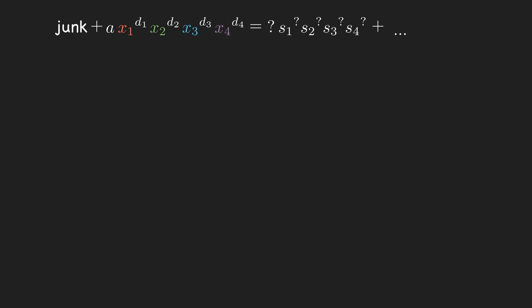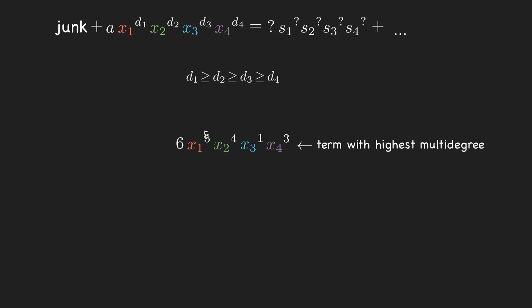Before digging into this problem, notice that the exponents must be in decreasing order. d1 is at least d2, which is at least d3, which is at least d4. To prove it, suppose the term with the highest multi-degree was something like this, violating the decreasing order because this 3 is larger than this 1. Since the polynomial is symmetric, there must be a term where x3 is swapped with x4.